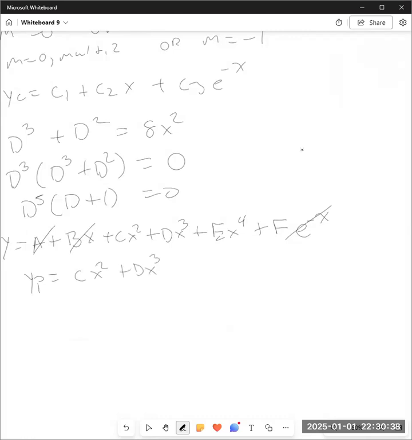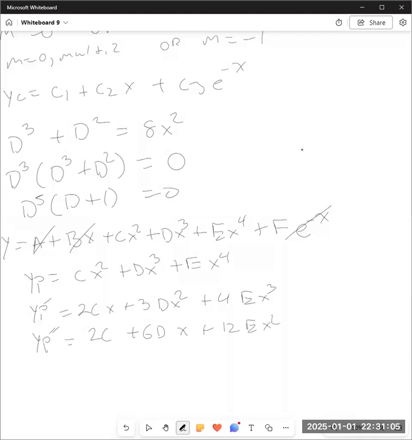Again, I don't really like d as a variable because of the differential operator, but you guys get what's going on here. So yp prime is equal to 2cx plus 3dx squared plus 4ex to the 3rd. Yp double prime is equal to 2c plus 6dx plus 12ex squared. I have to go all the way down to y triple prime. So yp triple prime is equal to 0 plus 6d plus 24ex.